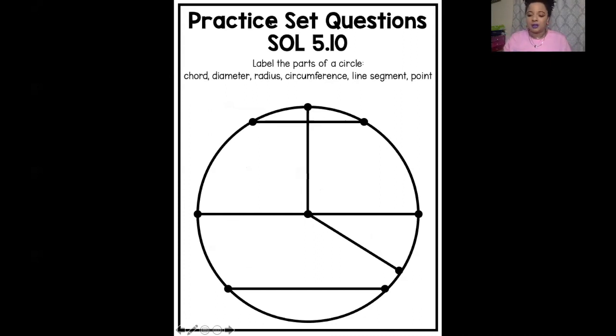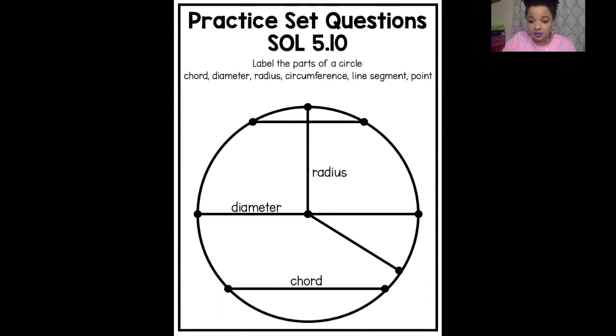So let's start by finding a chord. Here is a chord, but I also notice that this is a chord and this is a chord. Let's find the diameter. Remember, the diameter is a chord and it goes through the center of the circle. So here is my diameter. Let's find a radius. Here's a radius and here's a radius. They both start at the center of the circle and then hit the circumference of the circle.